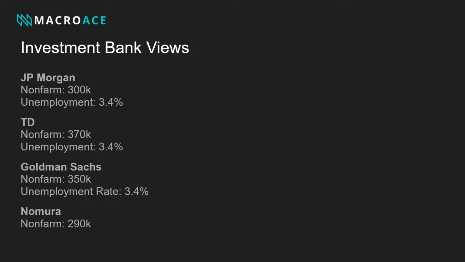And looking at the investment bank views that we've got as well, this is quite key. This is what I wanted to get to, to show you. So JP Morgan, they're expecting non-farm payrolls to come in at 300k. That's the median estimate for today. It's 298k, but more or less in line with the median estimate for today.